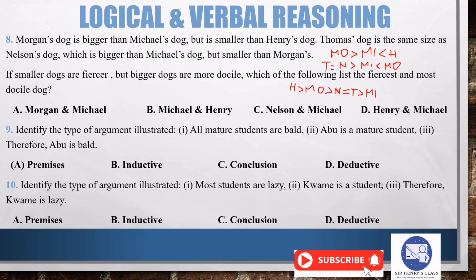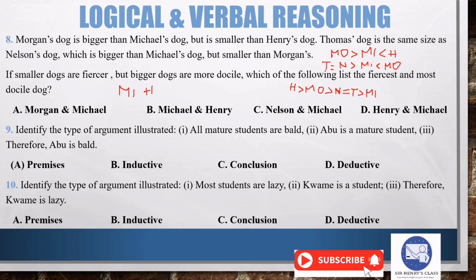Now it says if smaller dogs are fiercer, but bigger dogs are more docile, which of the following lists the fiercest and the most docile dog? So here, smaller dogs are fiercer. The smaller dog is Michael's. But bigger dogs are more docile. So the biggest dog here is Henry's dog.